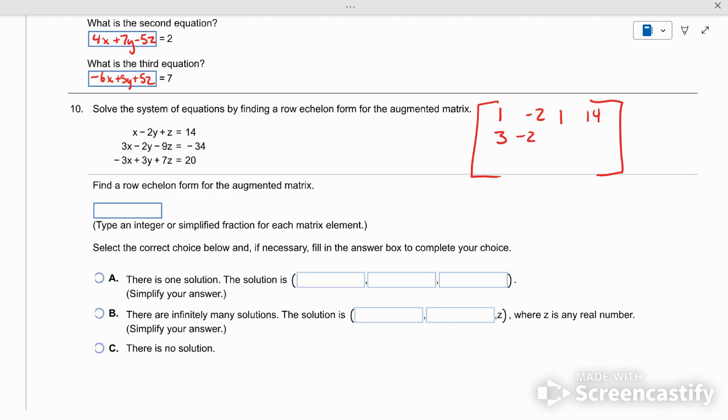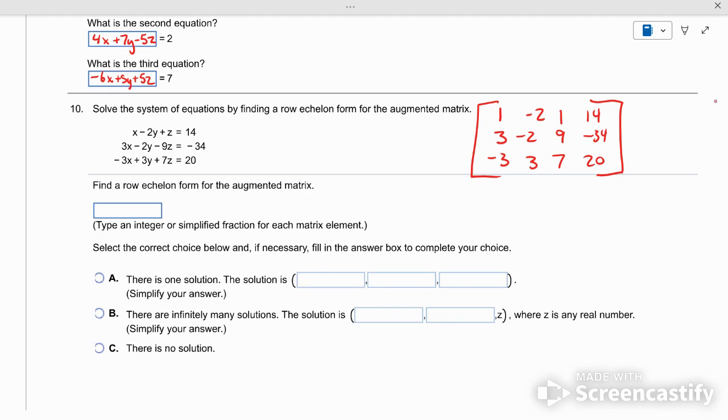3, negative 2, 9, negative 34. Negative 3, 3, 7, 20. Okay. Now, I want to get row echelon form. I want to get 1. My first row doesn't change because I already have a 1 in front of there. But I need 0, 1, something, something in my second row, and 0, 0, 1, something in my third row. Okay? So this is what we're going to do.